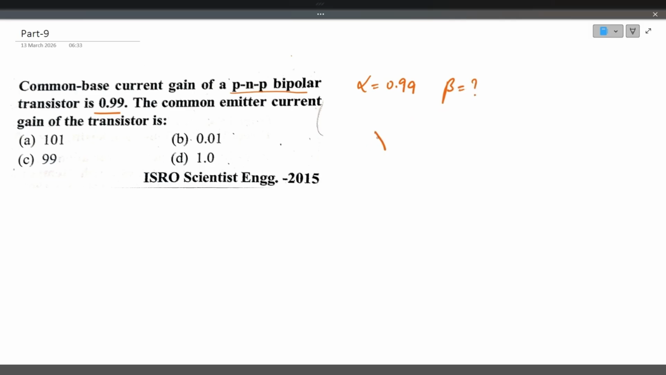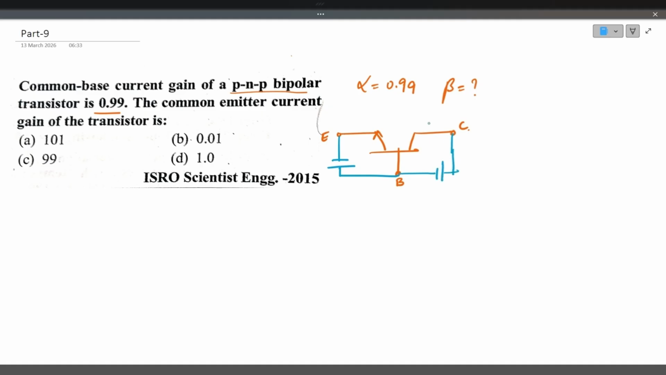If you see, this is the common base transistor. Input is at the emitter, output is at the collector. The input junction is usually forward biased. This is the NPN transistor. Input junction is usually forward biased, output junction is usually reverse biased. So it is like this.